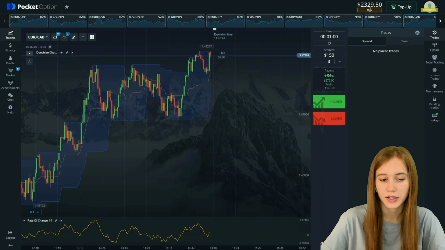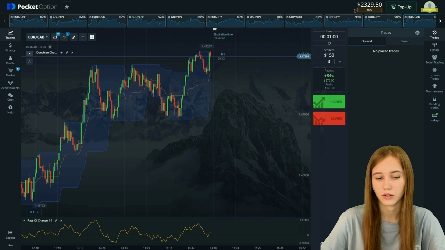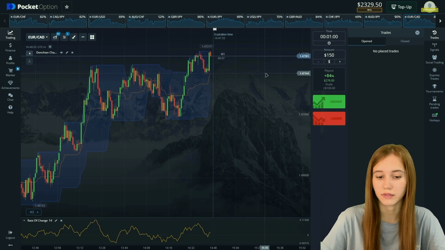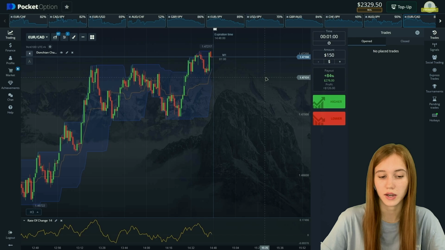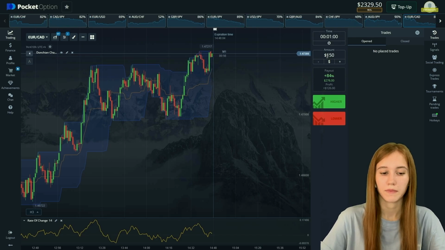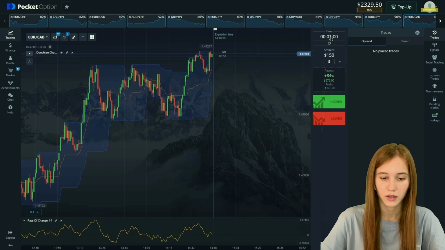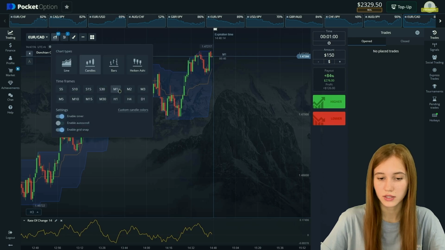So let me remind you that our balance was almost $1,000. At the moment we have $2,000 and $329, more than 2 times. Let's also talk about our settings and what we use today. The deal amount was $150. We traded on minute trades. Our settings were a minute time frame and candles.